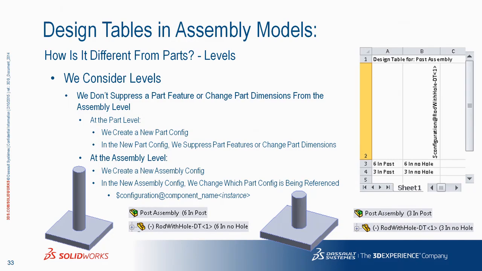new part configuration. The reason that you do that is if you just start allowing your assembly design table to make changes to the part, what's going to happen to your 2D drawing at that point in time? What's going to happen to other assemblies that are referencing that? If they're all referencing the same configuration, they're going to be all over the place at that point. So you need to make sure that you change those variables or create a variable at the part level and then reference that at the assembly level.